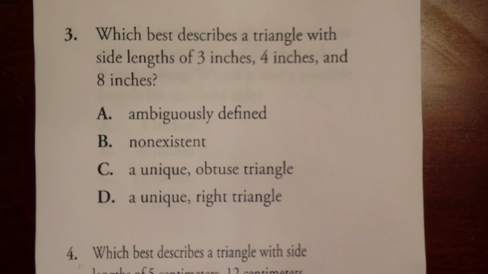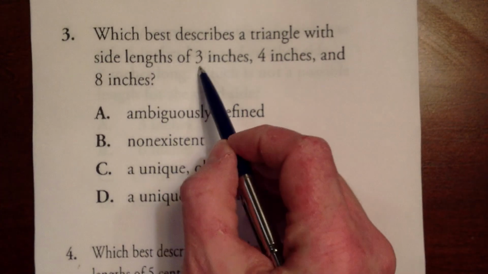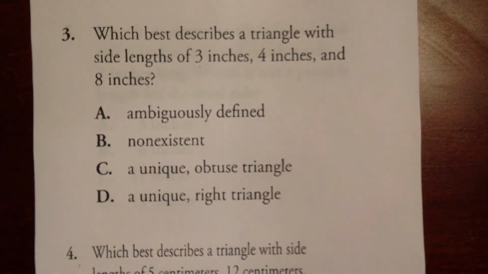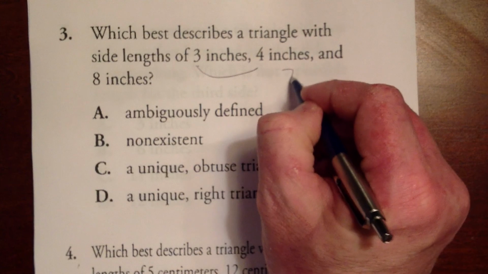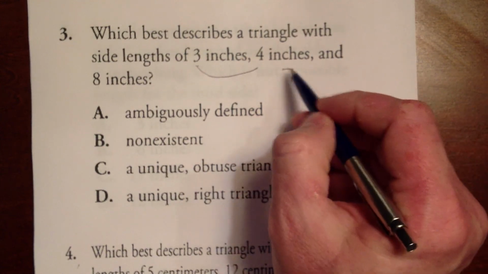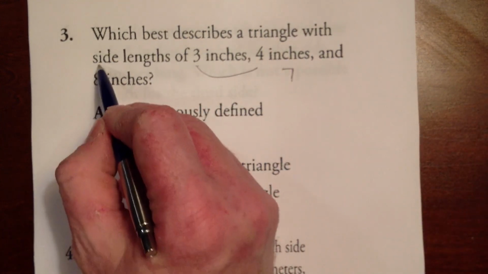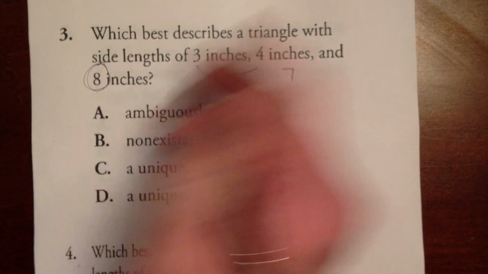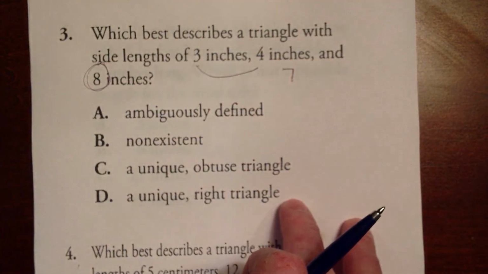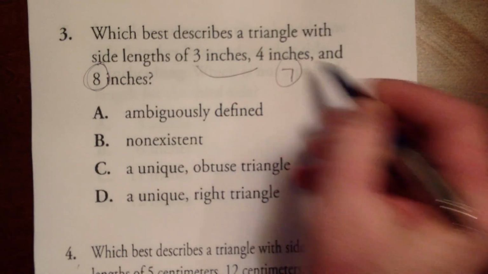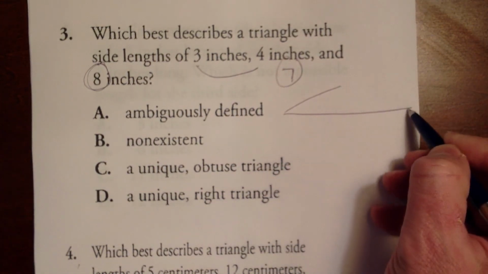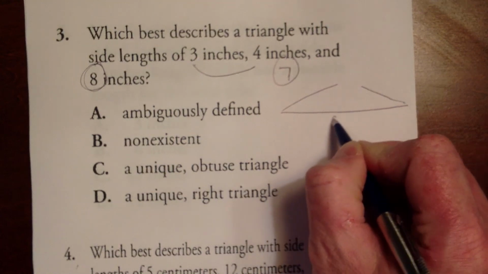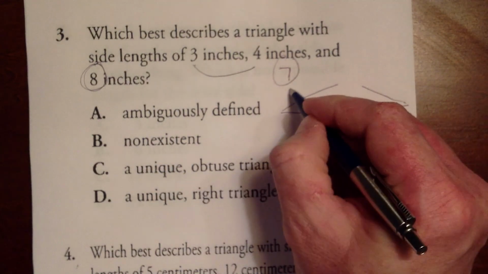Which best describes a triangle with side lengths of 3 inches, 4 inches, and 8 inches? If you add up 3 and 4, that equals 7. And if you add up two sides and they are less than one other side, so you basically have to add up all combinations to find this out. But this is impossible. You would have a triangle that looks a lot like this. This is 8 inches. This is 3.